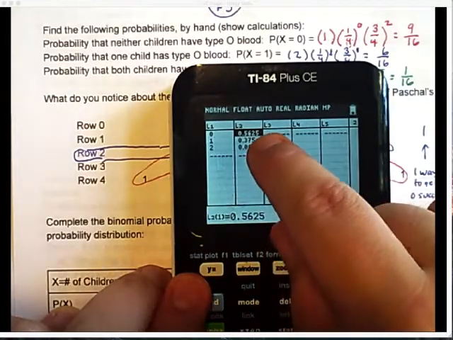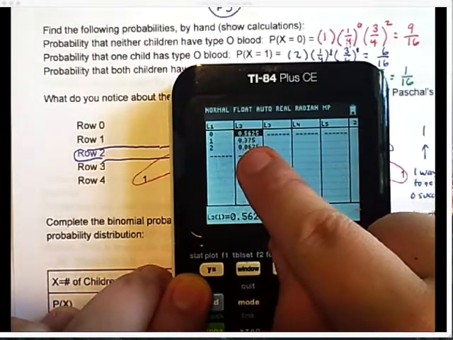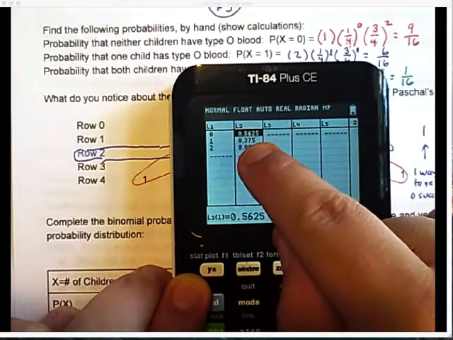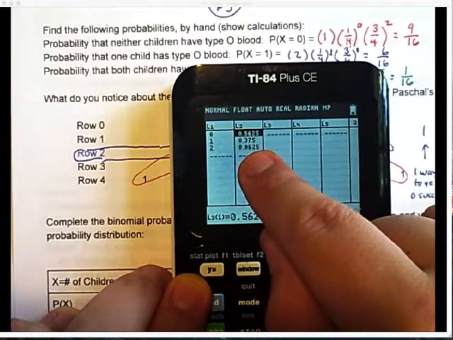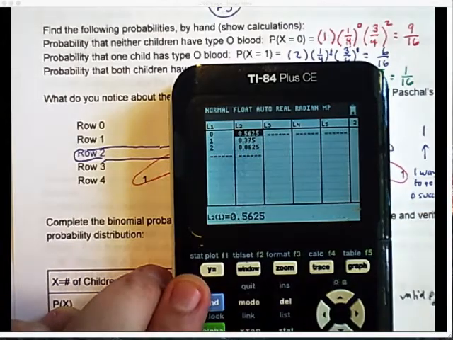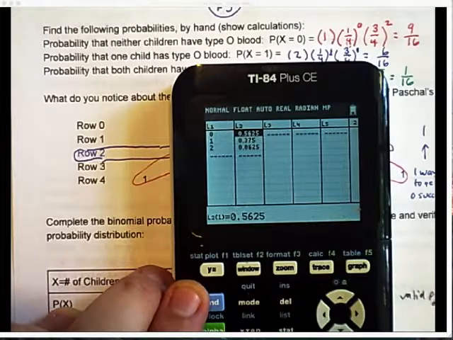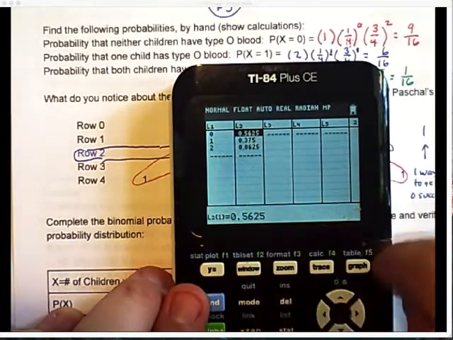So there's a 56.25% chance that no children would have type O blood. There's a 37.5% chance that one child would have type O blood. And there's a 6.25% chance that both children would have type O blood. So that's the individual probabilities for 0, 1, and 2.